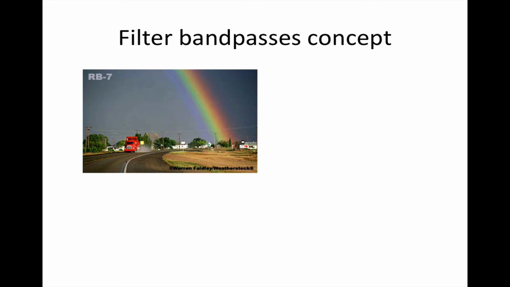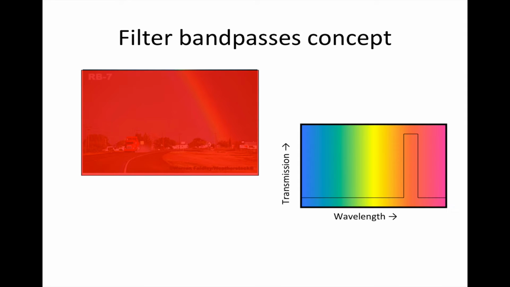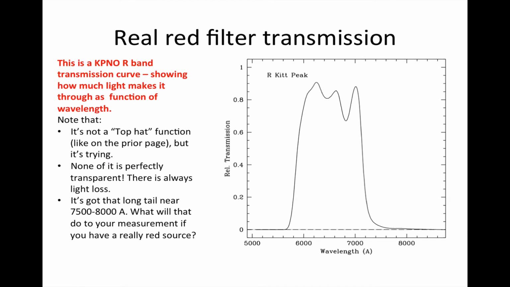Okay, so in that demo, I can't do it as well within the PowerPoint universe, but here I have a bright red truck and a rainbow, and I'm going to put one of the pieces of red cellophane over it. It doesn't work great, but in the ideal case, you have no purple or blue or green or yellow or orange light getting in. You just have red light getting in. So real filters are very different. This is a real R-band filter from Kitt Peak, and it shows how much light makes it through the filter as a function of wavelength. So things to realize here.